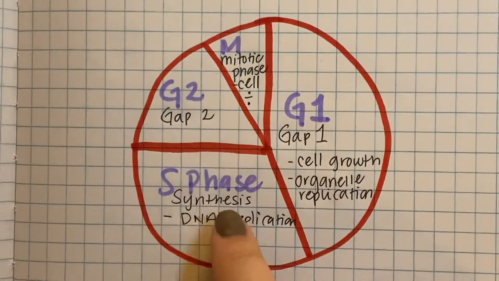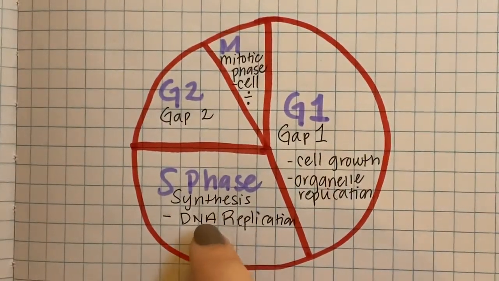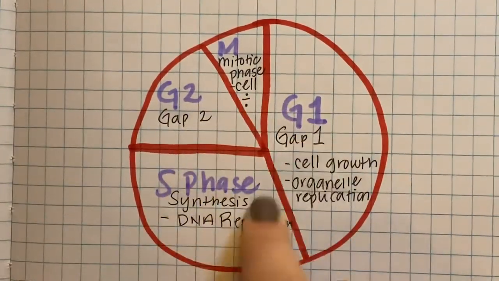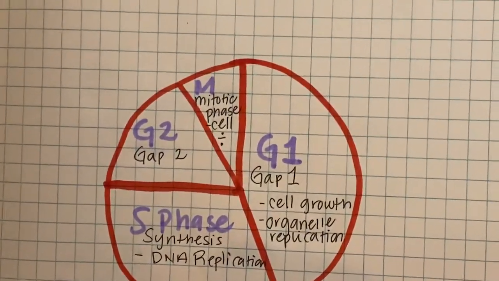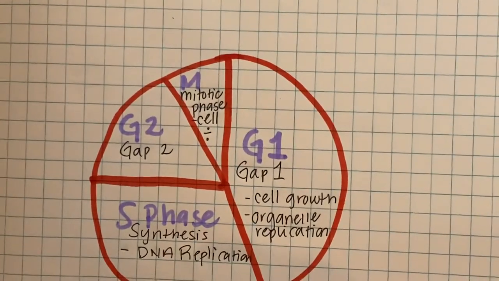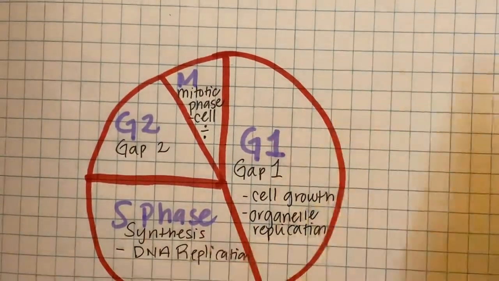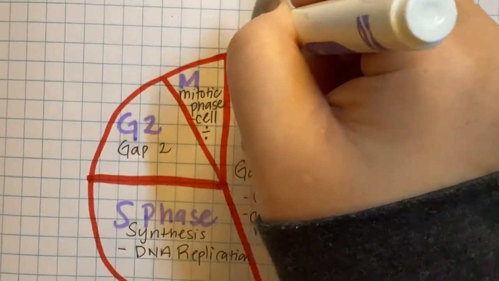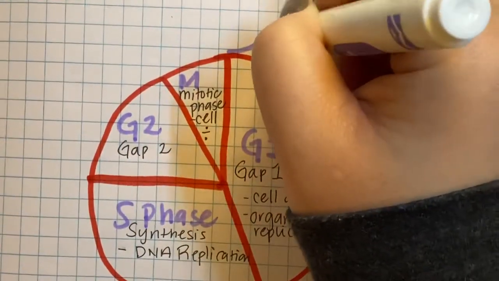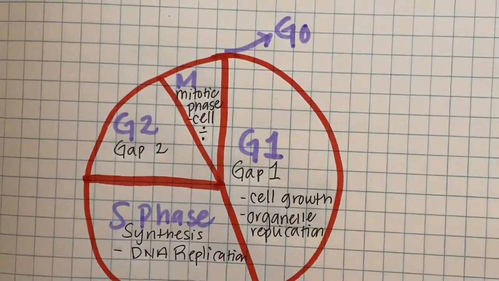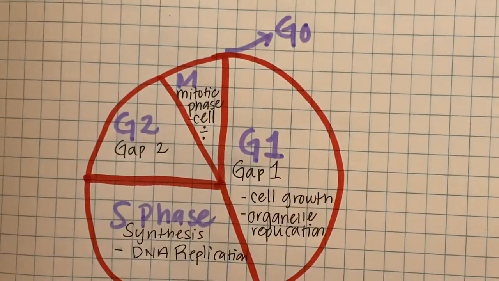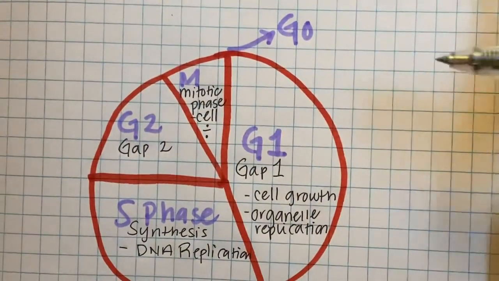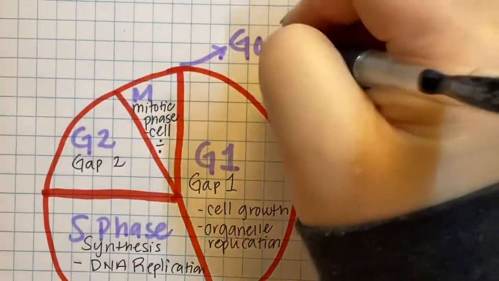So if we have something like a neuron that doesn't actively divide, the neuron will not be found in any of these stages. The neuron will be found in a special stage called G0 or G-zero, and that's found outside of the cell cycle. It's when a cell exits the cell cycle, so it's not actively dividing, and we call it the resting phase.